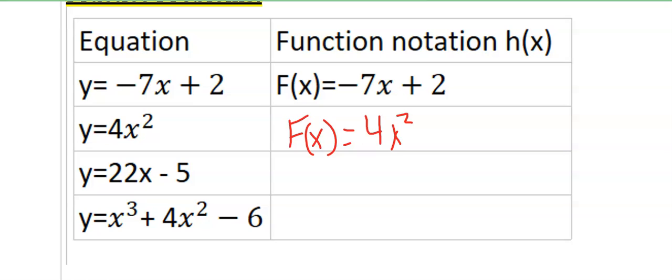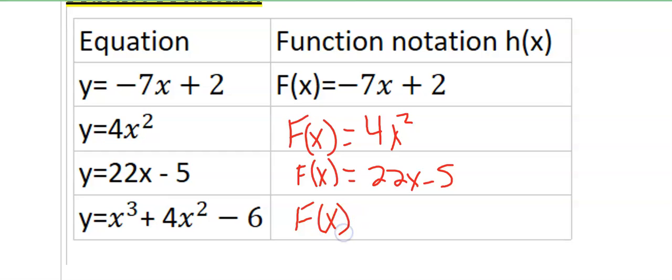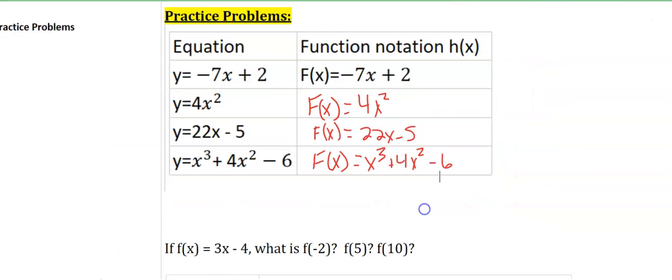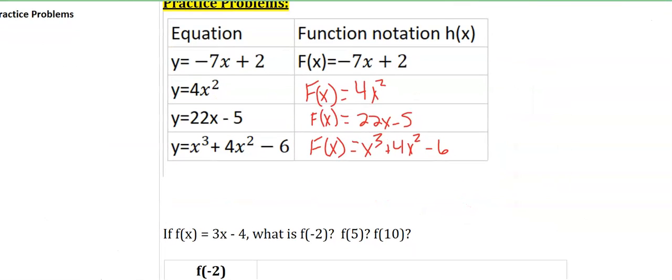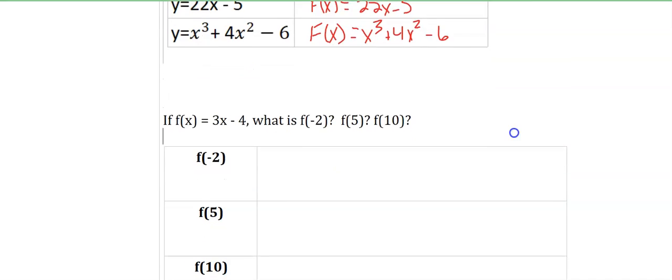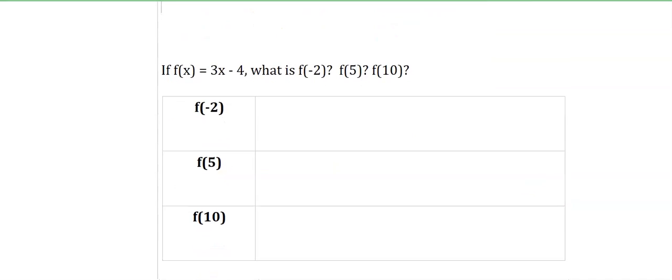Number 3, y is equal to 22x minus 5. F of x is equal to 22x minus 5. And finally, the last one, y is equal to x cubed plus 4x squared minus 6. Again, I replace y with f of x and rewrite the equation. And that's function notation.